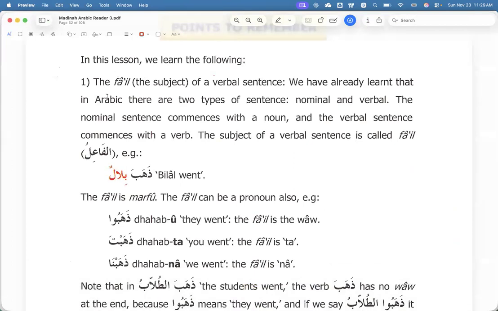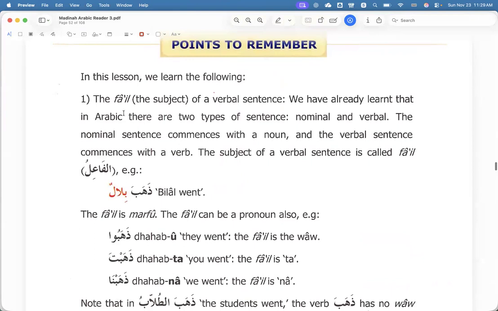Now, here he's saying the same thing in the points to remember of lesson 5. We've already learned that in Arabic there are two types of sentences, nominal and verbal. The subject of the verbal sentence is called the fa'il, the actor, also known as the subject. Subject and actor is the same thing. ذهب, he went. Who went? ذهب بلال. So the fa'il is always marfu, like I told you.